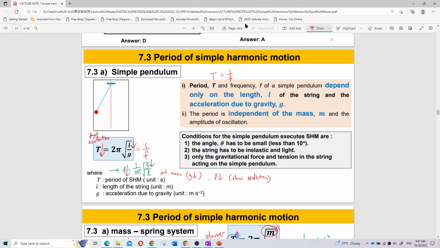Dia jam jadi tidak tepat nanti, ya. Okay, so itu dia lah kalau gravity. So dia bergantung, period juga bergantung pada gravity juga. Tapi satu, period is independent of mass and amplitude also.